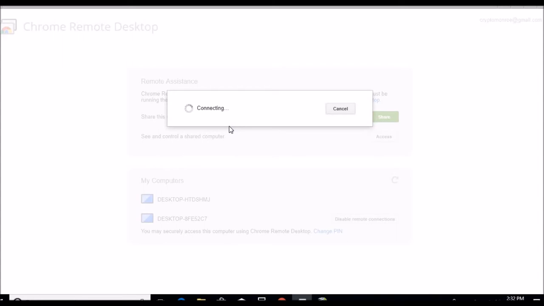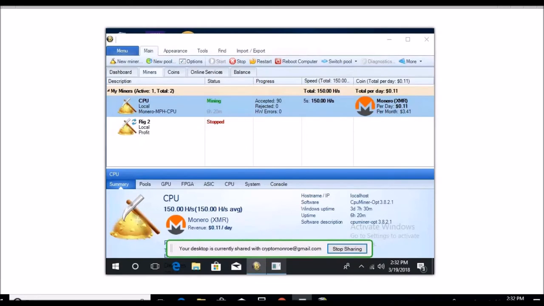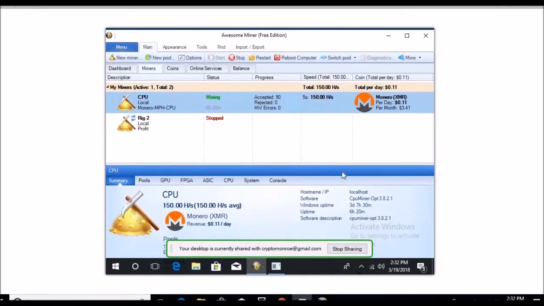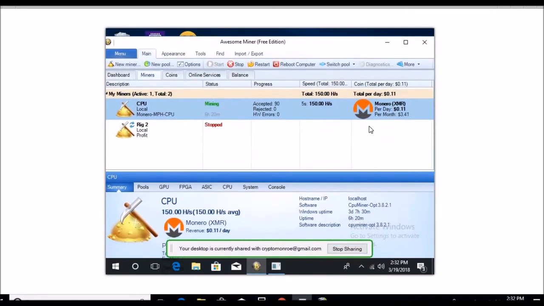I switched over to Awesome Miner, and we've been up for 6 hours and 20 minutes now. It's doing about 11 cents per day. It's already accepted 90 shares, no rejections, no errors. So it's running fine with Awesome Miner, but with two different versions of Nicehash, it wasn't running fine at all. It would run for a little bit and then stop. So I just got tired of it and said, screw it.